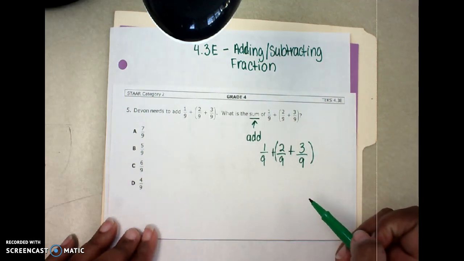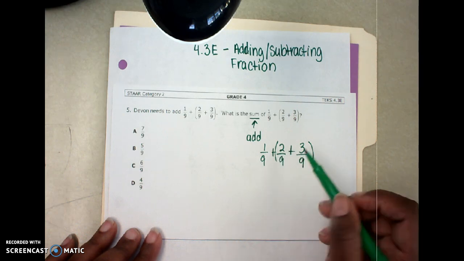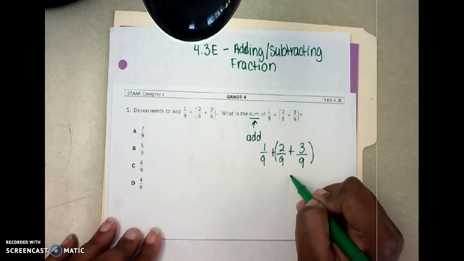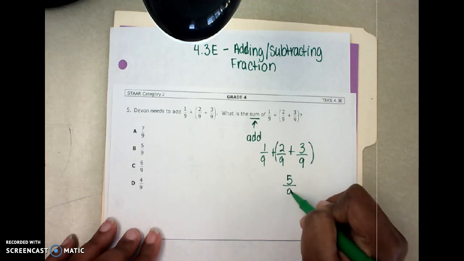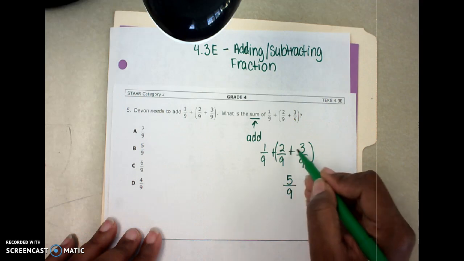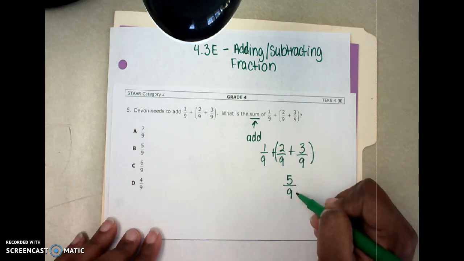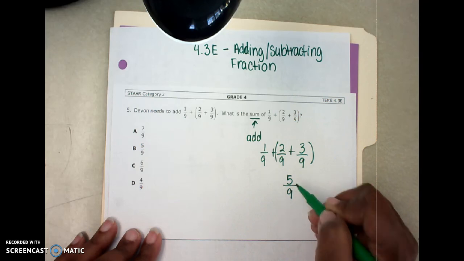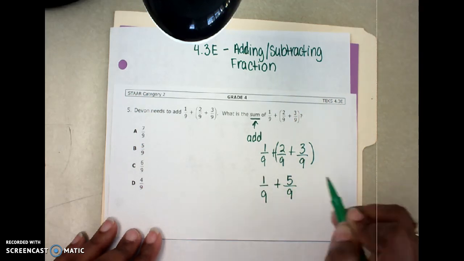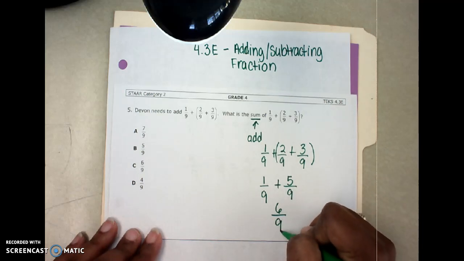Parentheses tell me I have to do those two. I need to add these two fractions first. So 2/9 plus 3/9 gives me 5/9. Again, when I add fractions with the same denominator, I only look at the numerators. 2/9 plus 3/9 is 5/9. And then I'm going to add 5/9 to 1/9, which gives me 6/9.